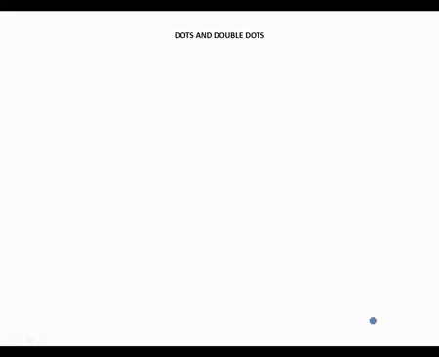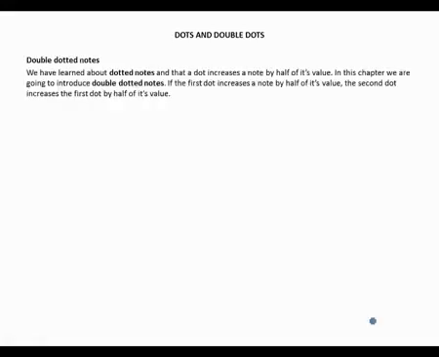Moving on to dots and double dots. Double dotted notes. We have learned about dotted notes and that a dot increases a note by half of its value. In this chapter, we are going to introduce double dotted notes. If the first dot increases a note by half of its value, the second dot will increase the first dot by what? By half of its value.